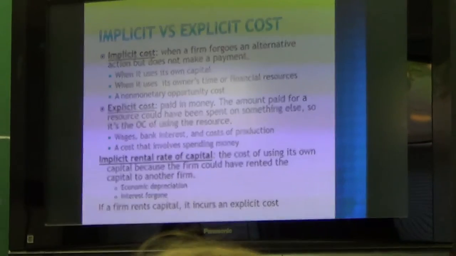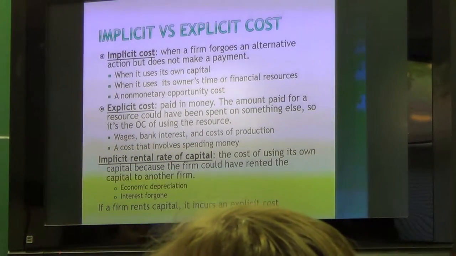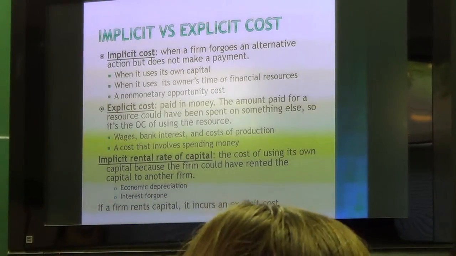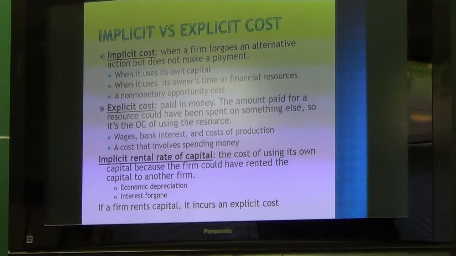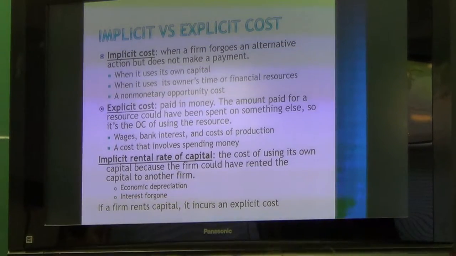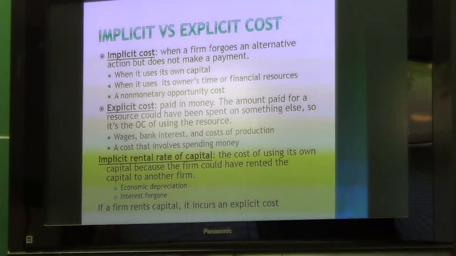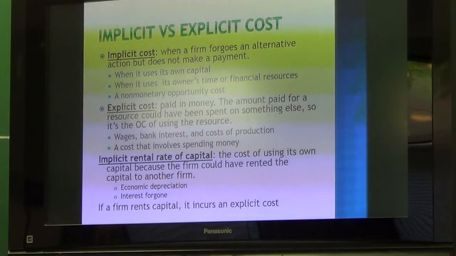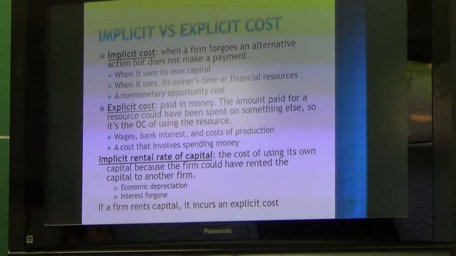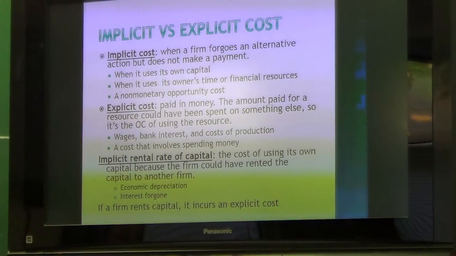So there's two types of costs within the opportunity cost. There's an implicit cost and there's an explicit cost. So the implicit cost is when the firm forgoes an alternative action but does not make a payment. So it's not that they're giving money in exchange for something, or making money in exchange for something. It's when it's using its own capital. So if it's using the owner's time or financial resources, that's a non-monetary opportunity cost, whereas they could be doing something else. So implicit cost is a non-monetary opportunity cost.